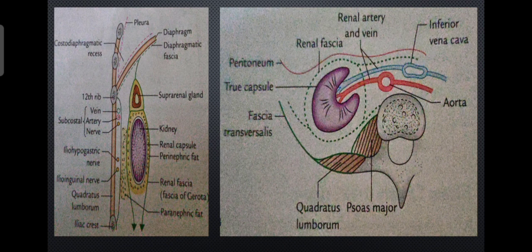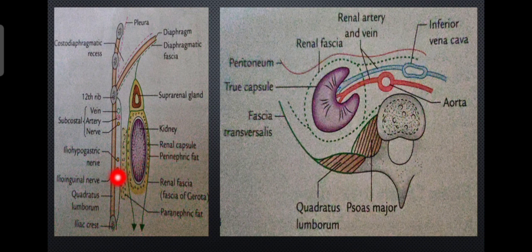Let's see everything. First, superiorly, it first joins together and then splits to cover the entire suprarenal gland, that is the adrenal gland. So both layers fuse together, then split to cover the adrenal gland, and then also extend till the diaphragmatic fascia. That's the extent of the fascia of Gerota in the superior aspect.